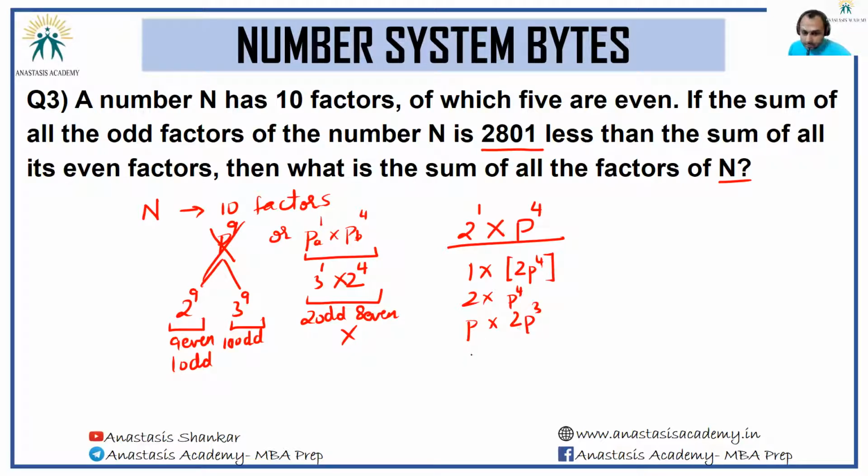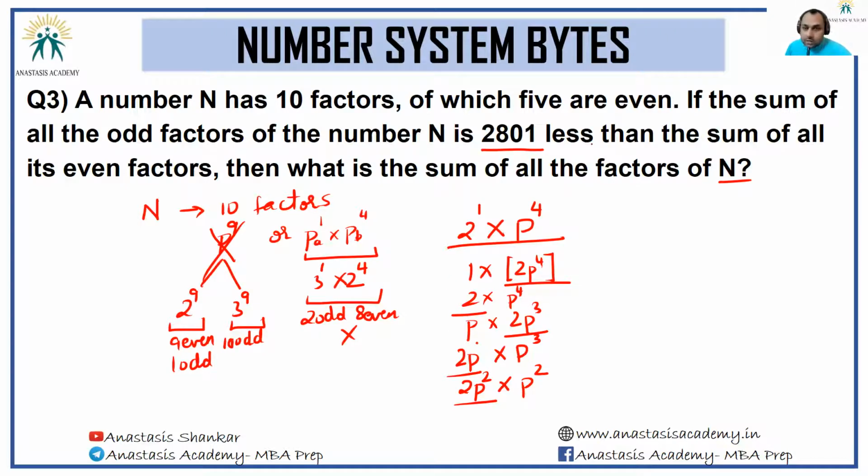Then you will have 2p, p cube, then 2p square, p square, and so on. These are the 10 factors, of which this one here, this one here, this one here, this one here, this one here will all be odd. The ones that are underlined are odd. The other ones are not odd.